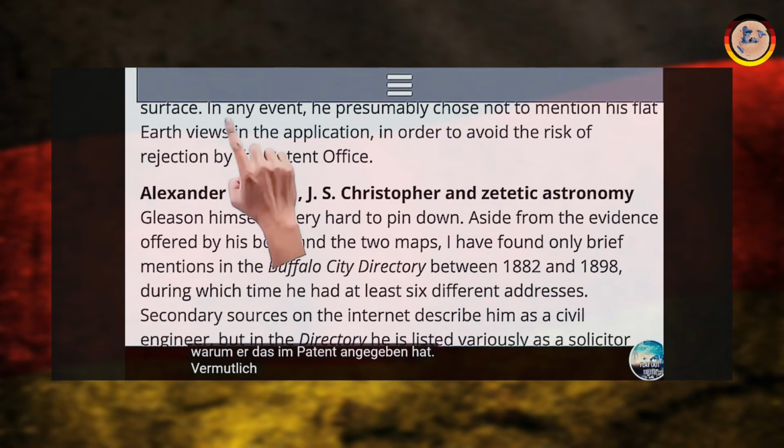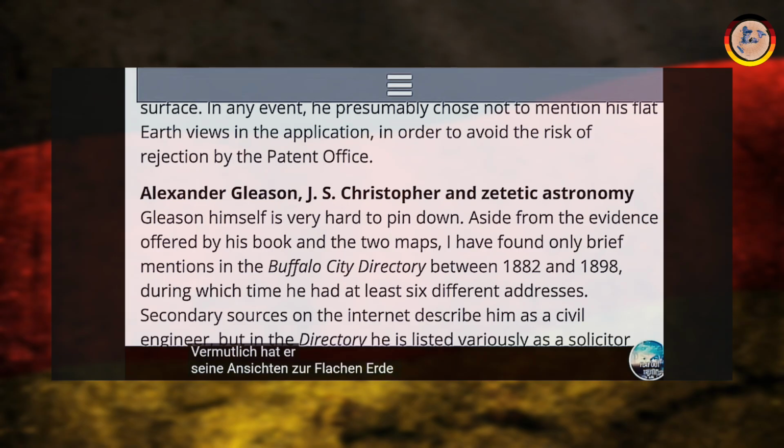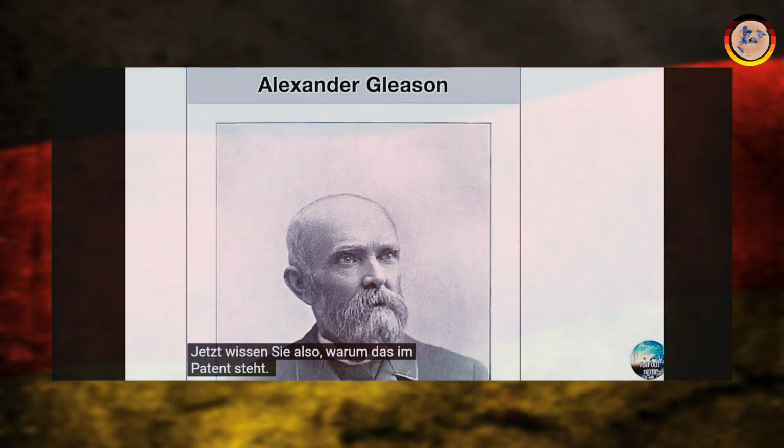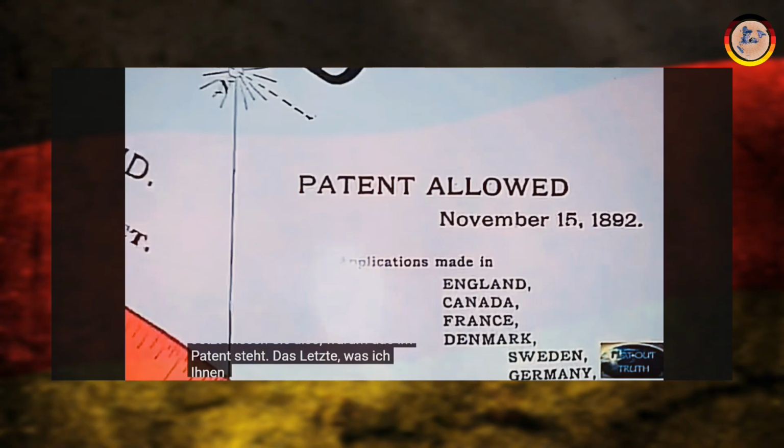Okay. In any event, he presumably chose not to mention his flat Earth views in the application in order to avoid the risk of rejection by the patent office. So, people, now you know why it says that on the patent. Now, the last thing I want to show you is actually on the map itself.